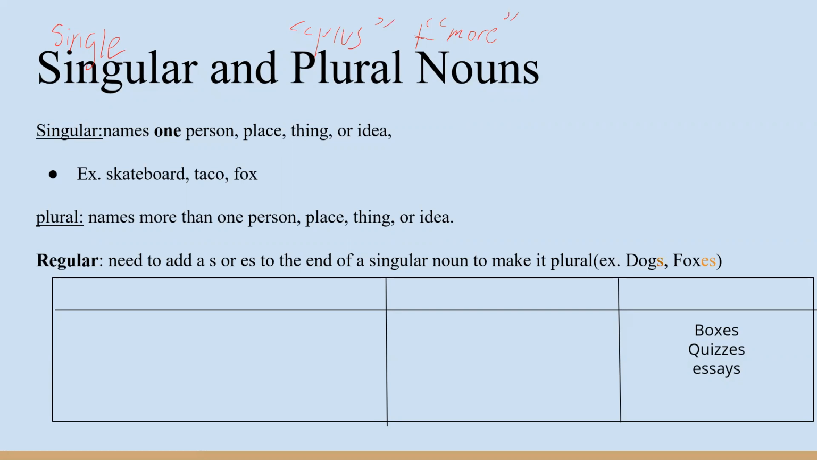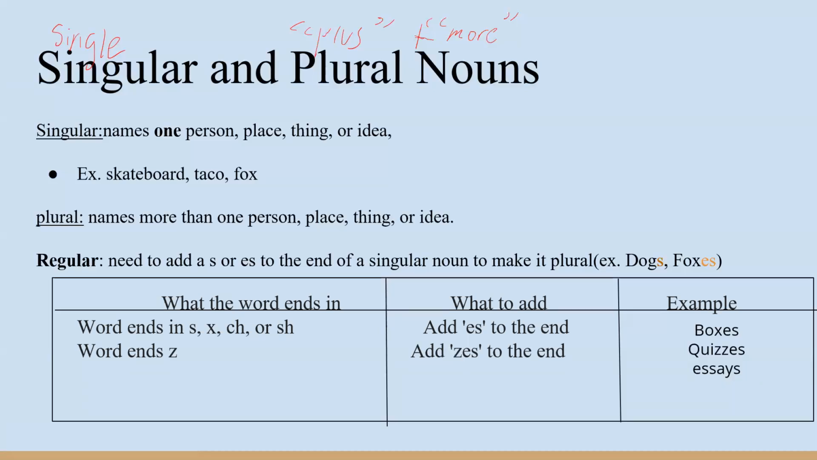Okay, so this is just a little chart of what the words end in and what you need to add in order to make it from singular to plural. So if a word ends in S, X, CH, or SH, you should add an ES to the end. For example, boxes or foxes. If a word ends in Z, you should add ZES to the end. For example, in quiz, you would add a ZES to make it quizzes.